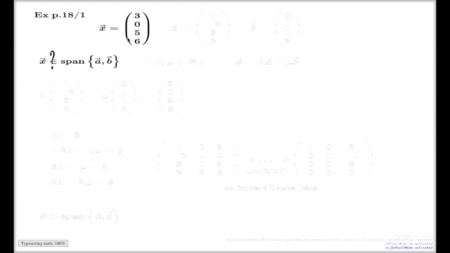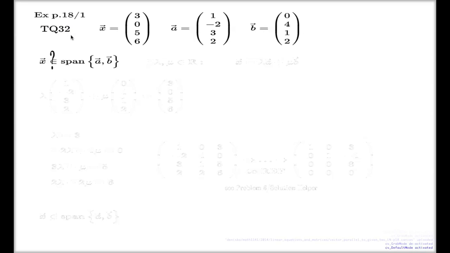Here's a vector x. That's the components of four-dimensional vector x. Here's the components of the four-dimensional vector A. And here, the components of the four-dimensional vector B. The tutorial question 32 is very similar to what I'm going to do right now. It is stated a little bit differently, but effectively, it's a similar test.